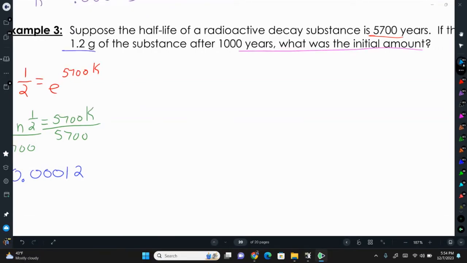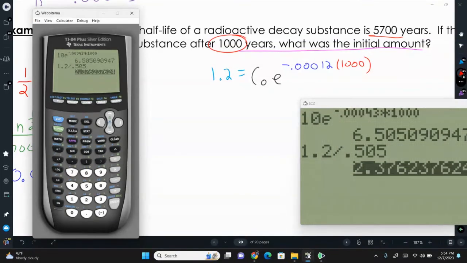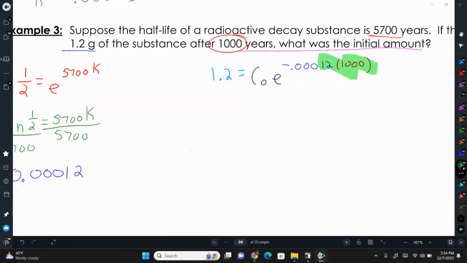All right, now over here, we don't know what the initial amount is, but we know we end with 1.2, and that's going to equal C naught, the initial amount, times e to the k, so k is negative 0.00012 times t power. Well, we're trying to figure out after 1,000 years. So now in my calculator, I'm going to type in just this part right here.